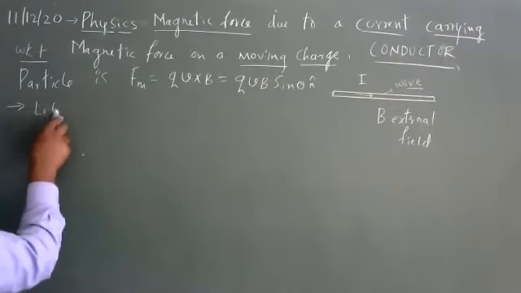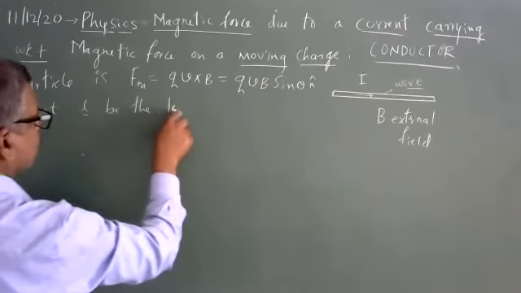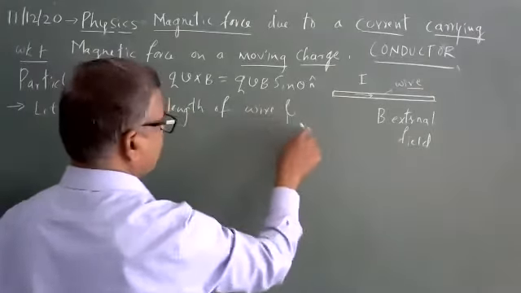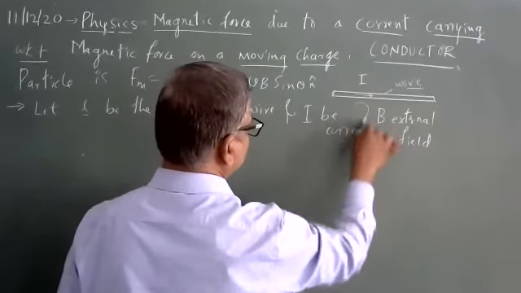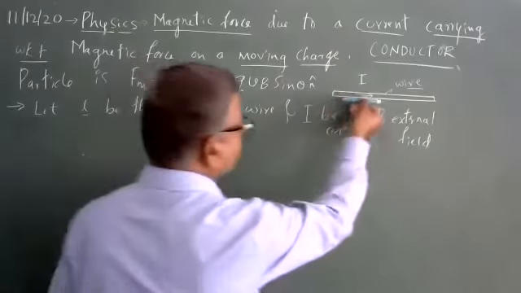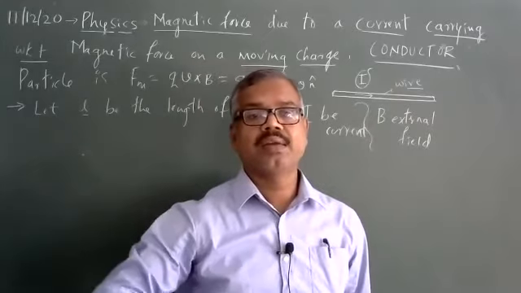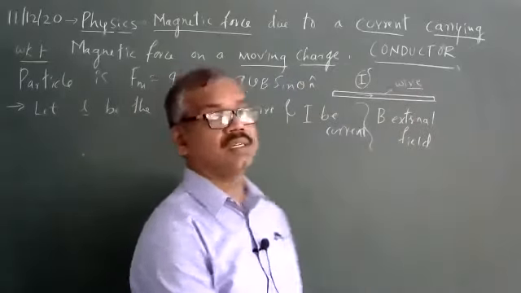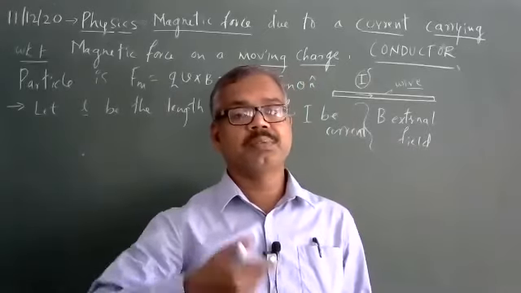Let L be the length of the wire and let I be the current. Now the magnetic force, see, when I say a wire, current is there. This current is due to the movement of charge carriers in a wire. In case of a conductor, the free charge carriers, the charges which move and give rise to current, are made up of electrons.